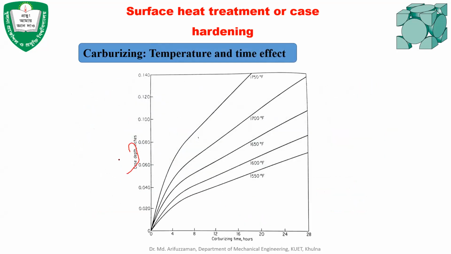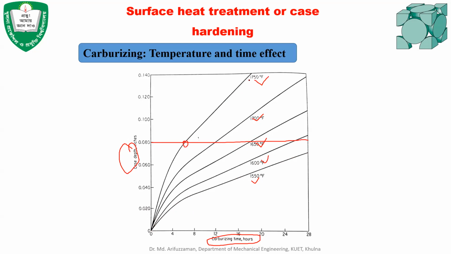So this is the case depth, and this is the carburizing time, how long you are keeping it in the carbon monoxide environment, and these are the various temperatures. You can conduct the carburizing at various temperatures. For example, if you conduct the carburizing at 1550 degree Fahrenheit, then the case depth increases with the increase of time. And also, if you want to obtain, for example, 0.8 inch carburizing depth, then you can obtain it in three or four different ways, like in here.